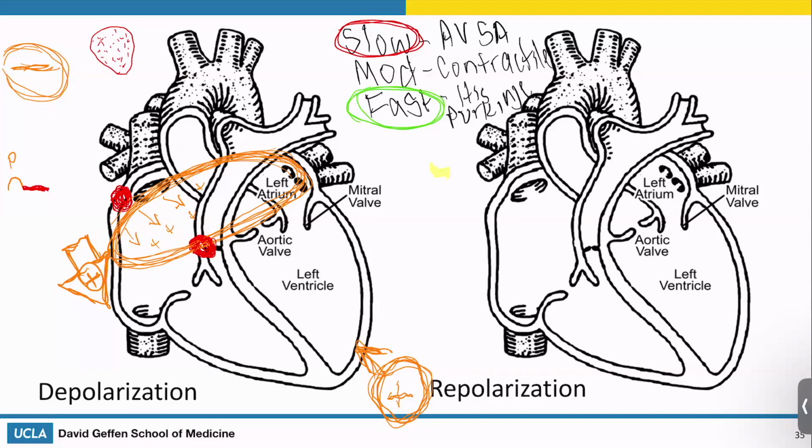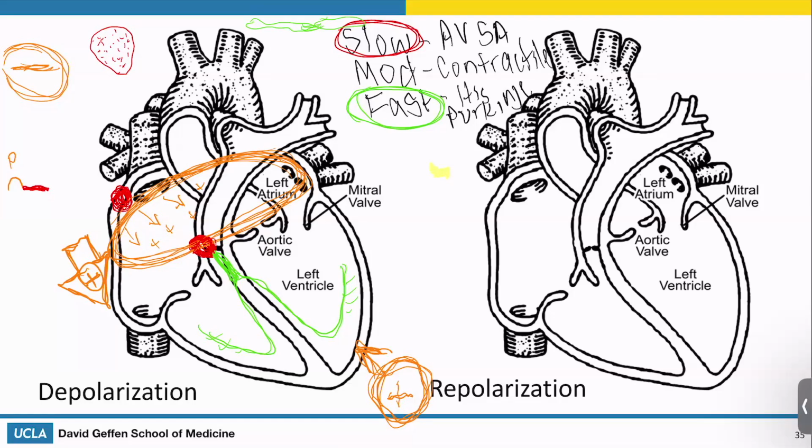The next thing that is going to happen here is we've now moved into our fast conducting His-Purkinje system. That spreads down like this. We've got our left bundle and our right bundle, and then the Purkinje fibers that come out. These are our fast conducting cells with lots of gap junctions. They look long, with lots and lots of gap junctions, so they move impulses super fast, okay?